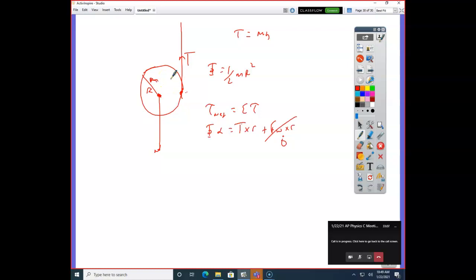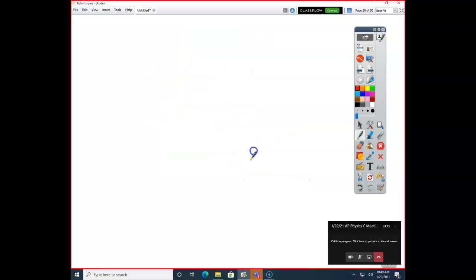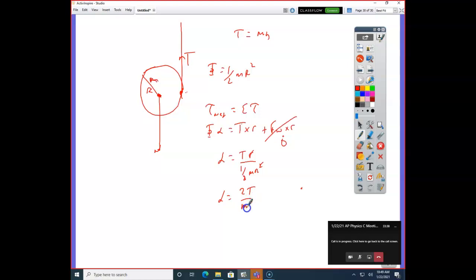And the T is going to remain. T is a variable we have, radius is a variable we have. I want to find angular acceleration, so I'm just going to go TR over I, assuming this is perpendicular. And then I is equal to 1/2 MR squared. So one of the R's just cancels out, and alpha becomes 2T over MR. So far, so good?